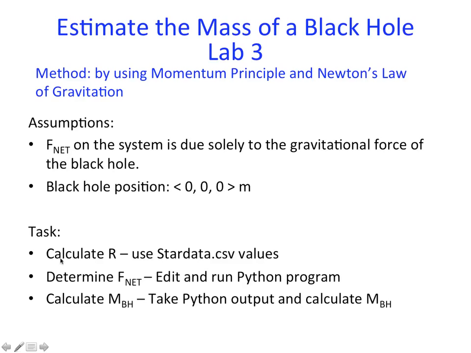We have several tasks. We've got to calculate r, the radius, that's the distance from the star to the sun, or vice versa. Then we have to determine the F net, the total force on the system. We'll do this through editing and running our Python program, and then we have to calculate the mass of the black hole by taking the output of the Python routine.